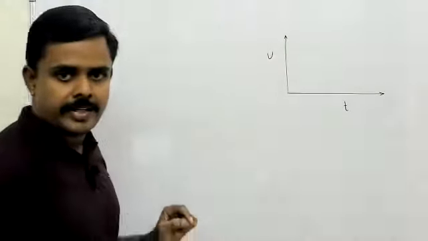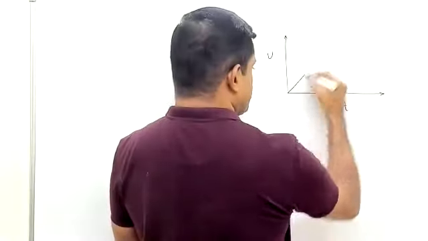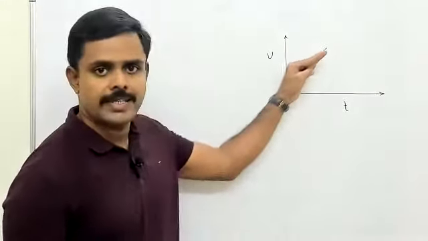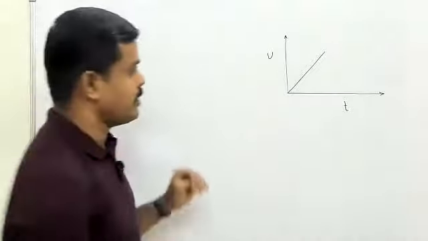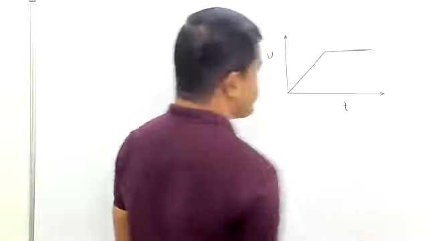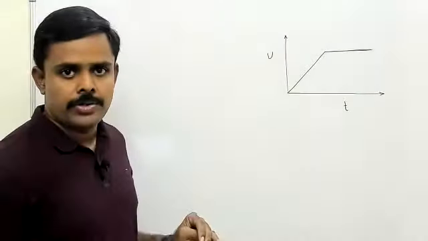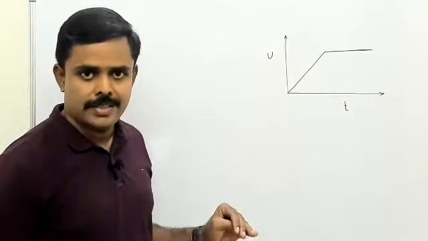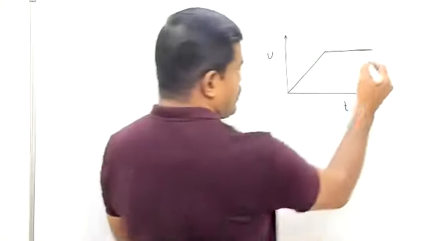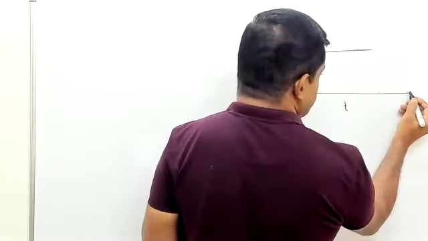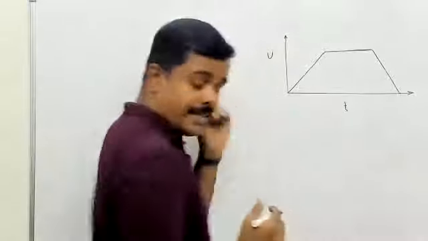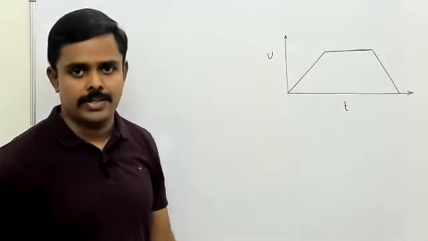Initially, there is an accelerated motion for which the graph is a straight line with positive slope. Velocity keeps increasing as it is an accelerated motion, right? Then there is uniform motion. That means the graph has to be horizontal. For a uniform motion, velocity is constant, so the graph has to be a horizontal straight line. And in the end, the particle decelerates and comes to rest at a constant deceleration.